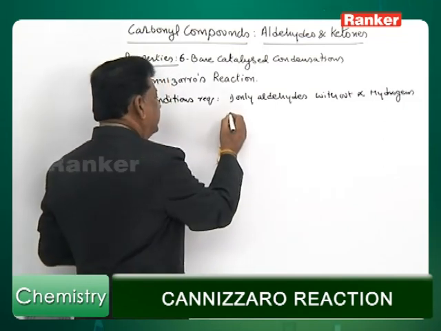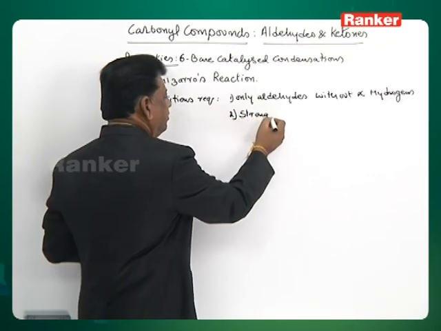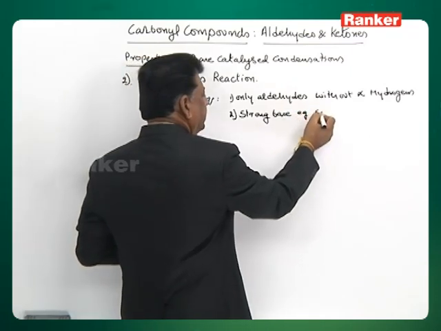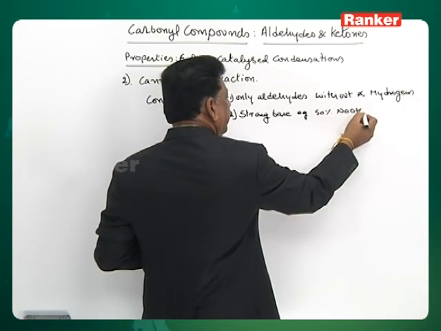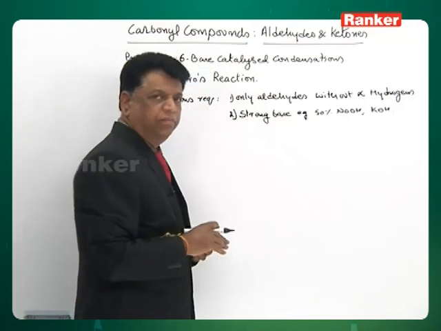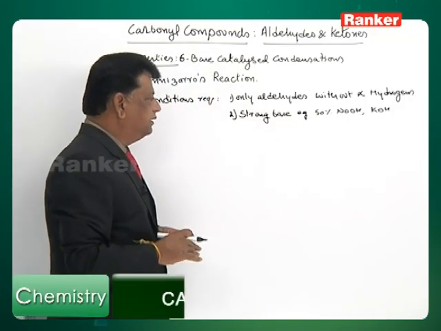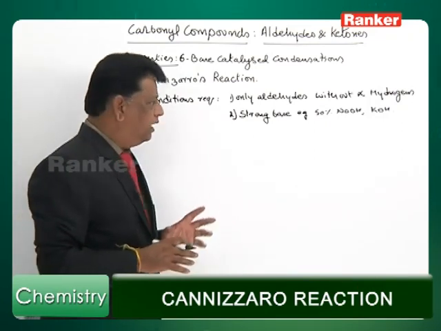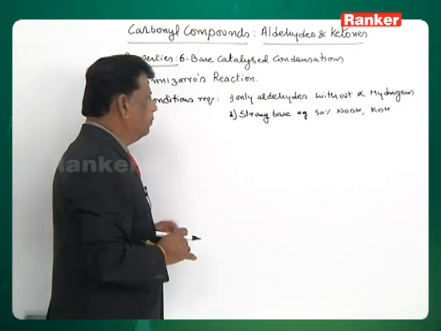The second condition required is a strong base. For this strong base, the example is 50% concentrated NaOH or KOH. In some cases, barium hydroxide and calcium hydroxide are mentioned, but 50% means it is highly concentrated. NaOH or KOH, or OH minus as a simplified representation, you can use.